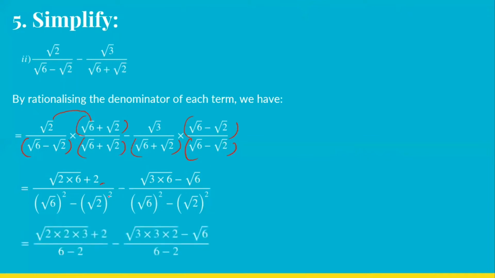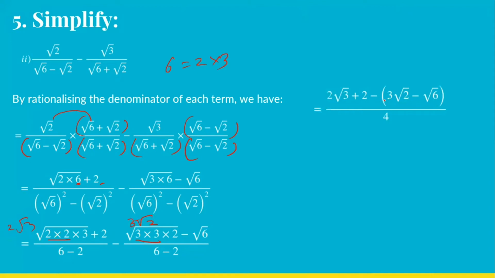Let us simplify this further. 6 can be written as 2 into 3, that is what we are going to put over here. Now this 2 into 2, when it comes out of the root, this part is going to be 2 root 3. Now this 3 into 3, when it comes out, this part is going to be 3 root 2. So doing that, we get 2 root 3 plus 2 minus 3 root 2 minus 6 minus root 6, and 6 minus 2 was 4.